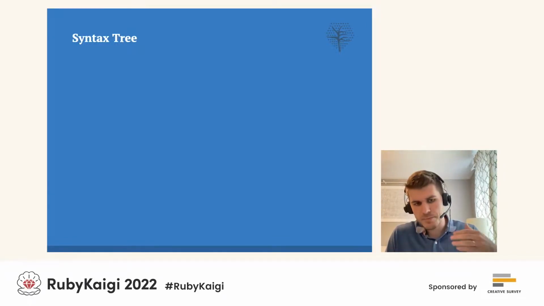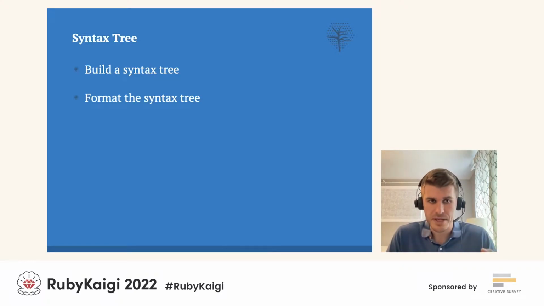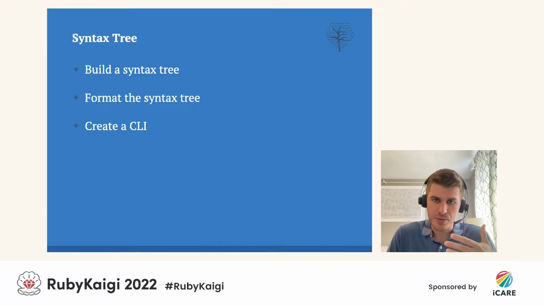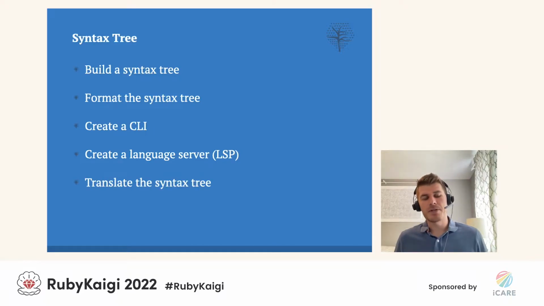There are a couple of pieces that go into building something like this, and I'm going to talk about each of those pieces in turn. The first is to actually build a syntax tree from an input source. The next is to format the syntax tree. On top of that, I built a CLI to interact with that formatting tool. After that, I built a language server that would interact with your IDE in order to build this functionality directly in. And finally, I'm going to talk to you about translating the syntax tree into other syntax trees and the implications that that has.